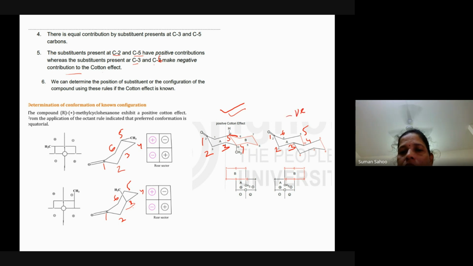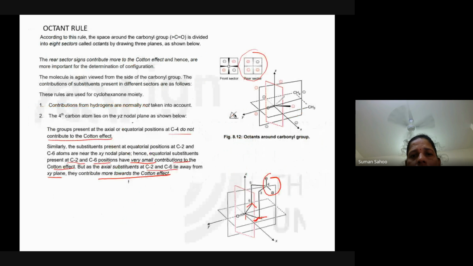So from this you can say which conformation or which enantiomer you have by using this octant rule, which says that substituents in the positive octants give a positive Cotton effect, and those at C3 and C6, or present in the negative octants, give a negative Cotton effect.